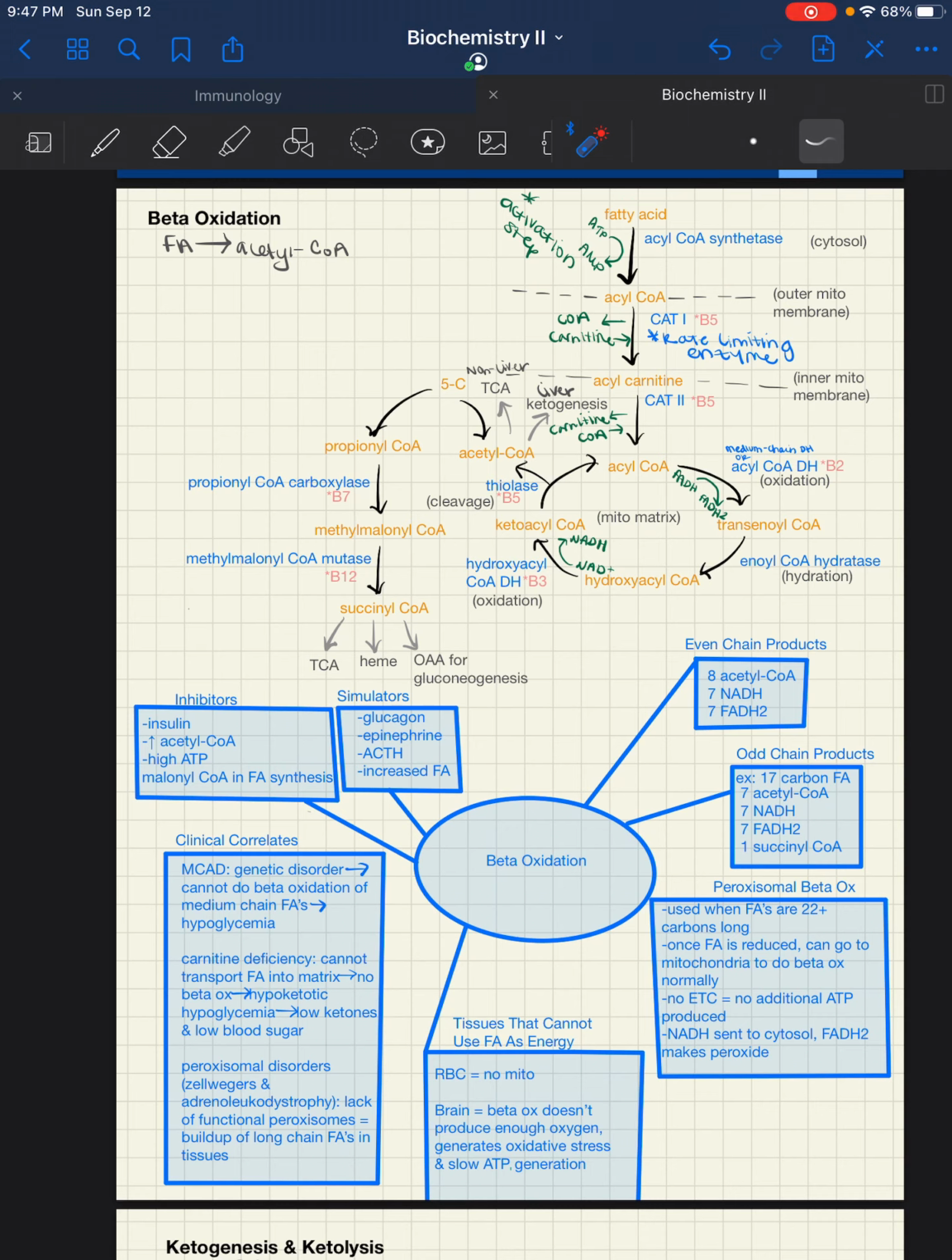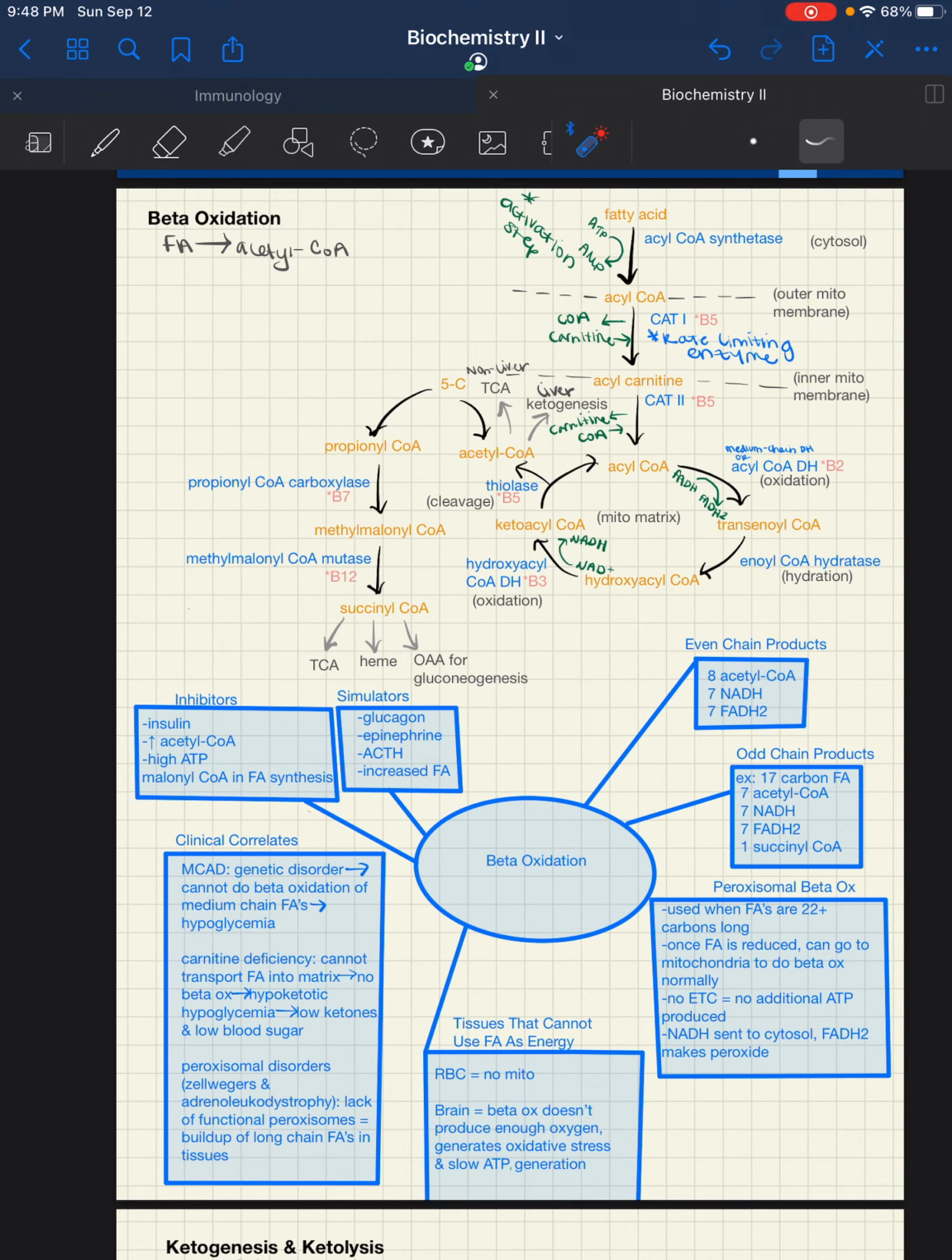So the next step is when CAT1, the rate-limiting enzyme, turns acetyl-CoA into acetyl-carnitine. And it does that by, notice acetyl is the same. So all you do is remove the CoA, stick on a carnitine, and that's how you get here. That occurs in the inner mitochondrial membrane, that step.